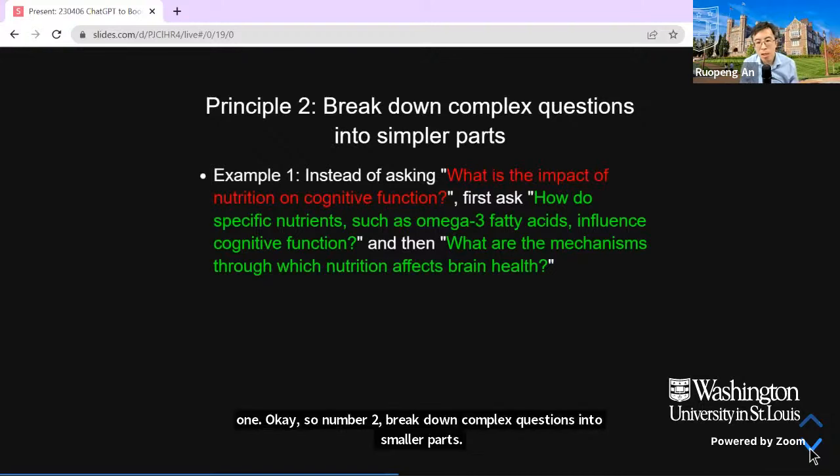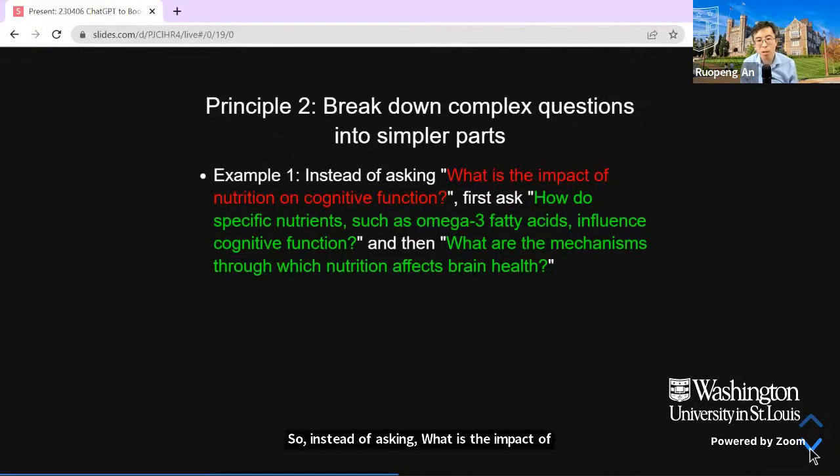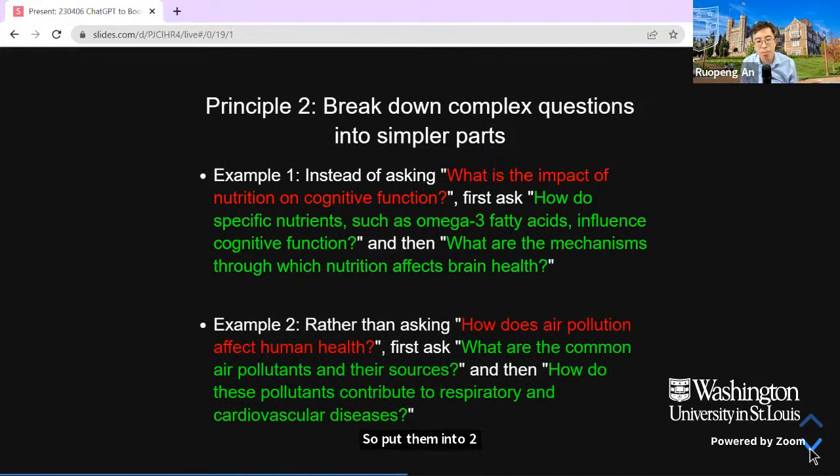Okay. So number 2, break down complex questions into smaller parts. So instead of asking what is the impact of nutrition on cognitive function, which is definitely a complicated ask, you may first ask, how do specific nutrients such as omega-3 fatty acids influence cognitive function? And after, based on the response, you may further ask, what are the mechanisms or pathways through which nutrition affects brain health? Okay, so put them into two parts instead of asking an overall complex question.